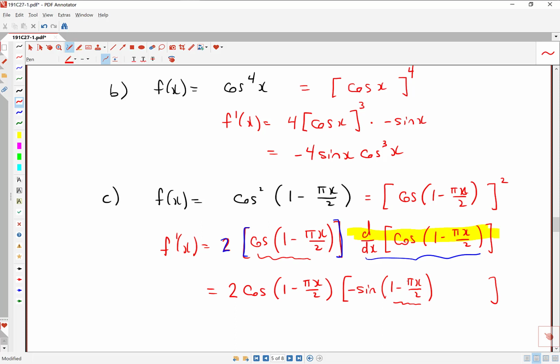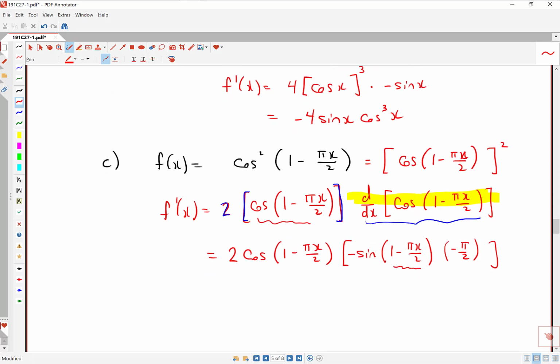Well, the derivative of 3x would be 3, derivative of 4x would be 4, derivative of negative pi over 2 times x would be negative pi over 2. So we're just pulling out whatever the coefficient of x is as our derivative. Okay, that's a tricky one. There's a lot going on there.